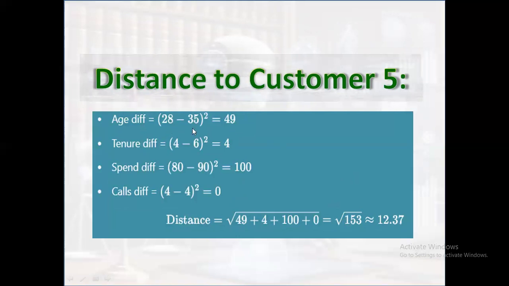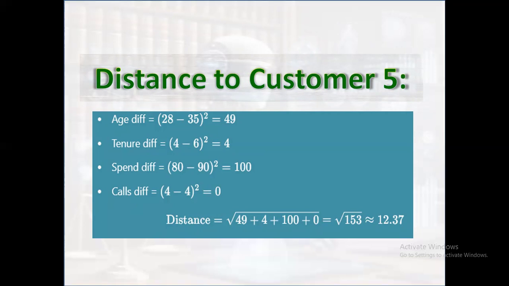And for customer 5, age difference is 28 minus 35, the whole square is equal to 49. Tenure difference is 4 minus 6, the whole square is equal to 4. Spend difference is 80 minus 90, the whole square is equal to 100. Call difference is 4 minus 4, the whole square 0. 49 plus 4 plus 100 plus 0, root of 153, is equal to 12.37.